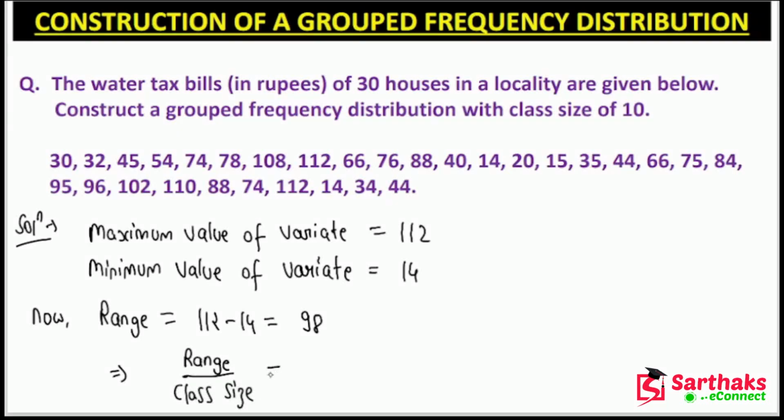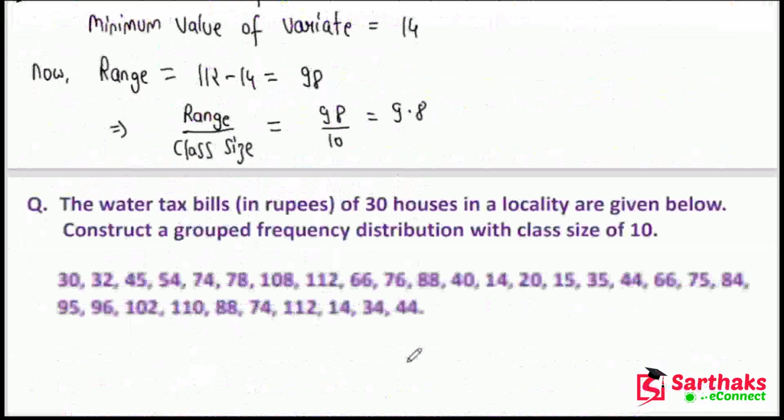So range upon class size is 98 upon 10, which is equal to 9.8. So 9.8 is closer to 10. So we have to take 10 different intervals. Each interval should have class size of 10. So to represent data with range 98, we have to take 10 different intervals. In this way, we can identify the minimum and maximum value. Second should be the range, and then we identify how many intervals we have to make, because that many will be the number of rows you have to dedicate in the table. So we should have 10 classes.